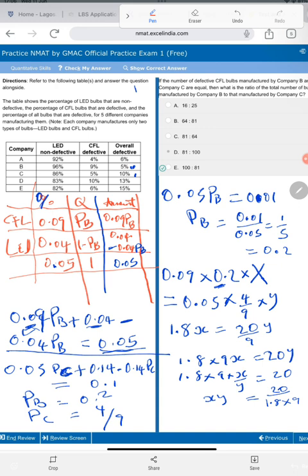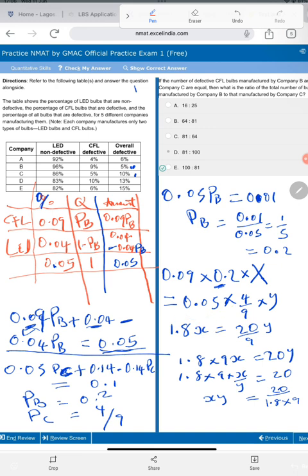Now that we know the proportion of PB that is involved, we can say 0.09 times 0.2 times S, where S is the total component for B, equals 0.05 times the contributing factor for CFL, which is 4/9 times Y. In trying to solve this, we can multiply both sides by 100 to reduce the decimals. 0.09 times 100 is 9. 9 times 0.2 is 1.8. So we now have just 1.8S.